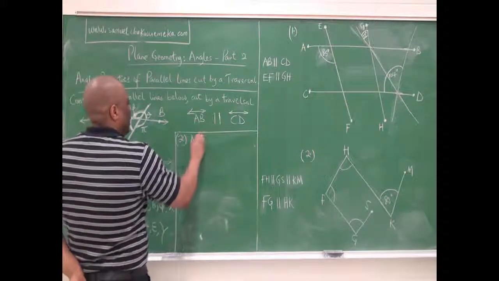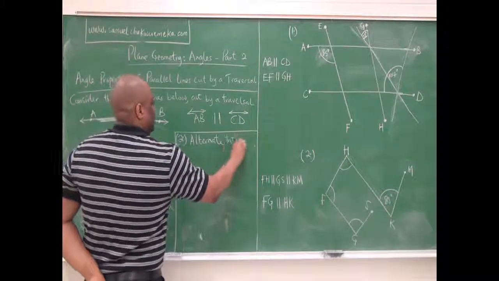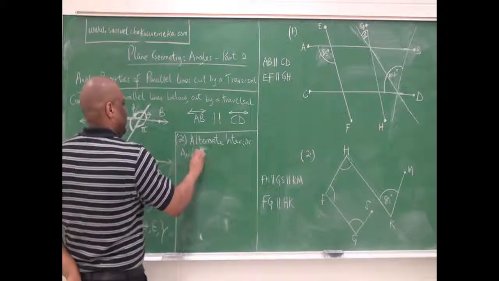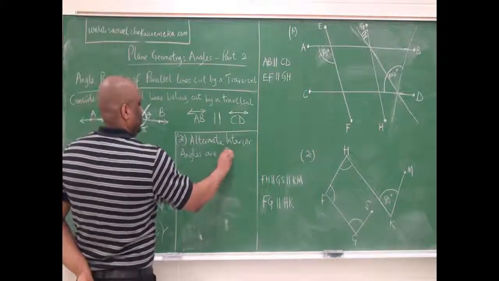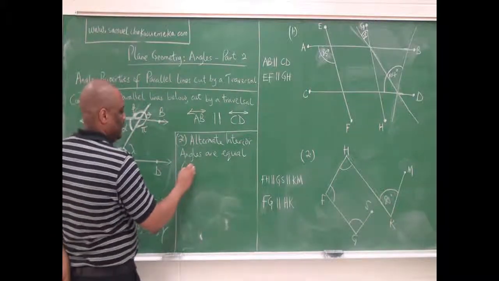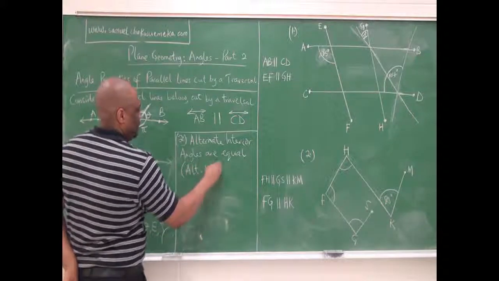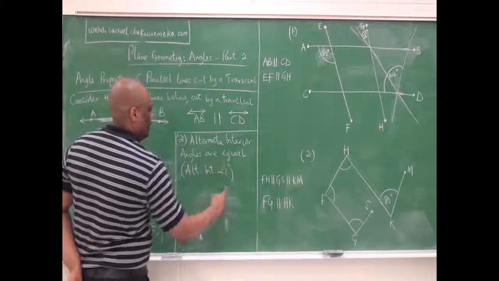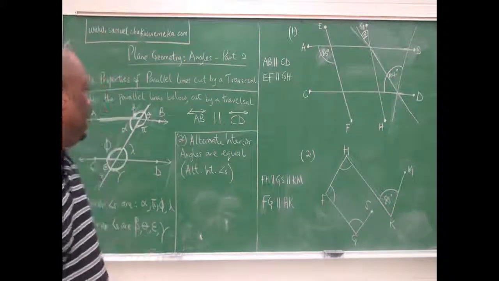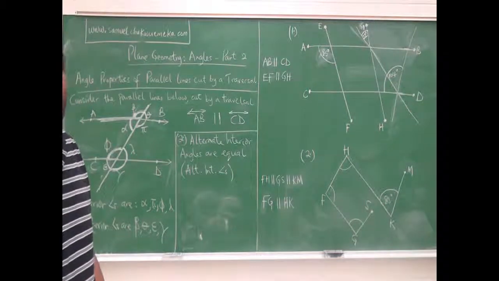is the alternate interior angles. Alternate interior angles are equal. Now how do I write mine? I will just write it like this: alternate interior angles. You see how I wrote it? ALT period, then space INT period, angles. Alternate interior angles are equal.